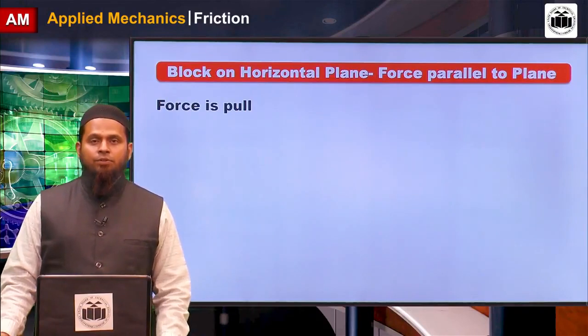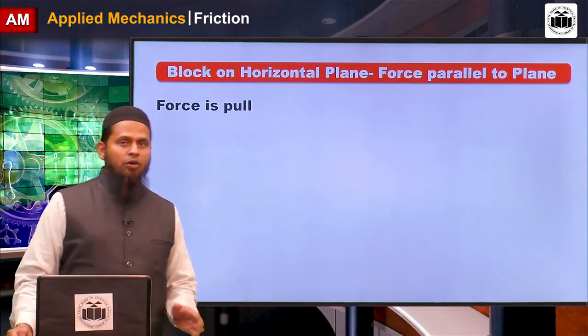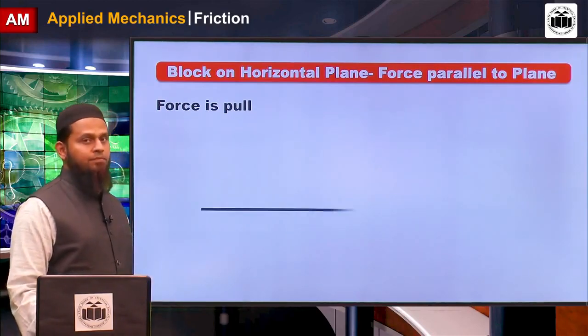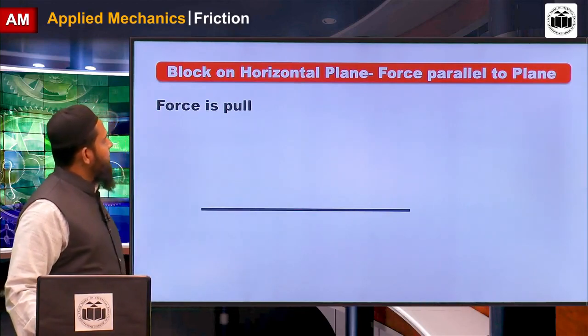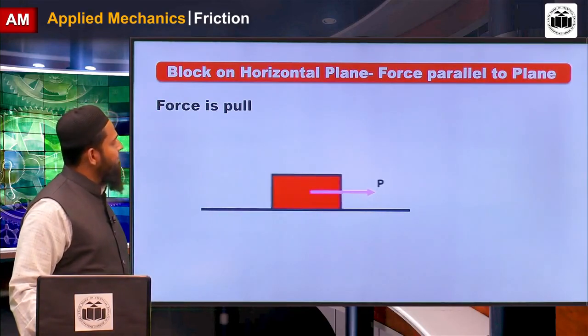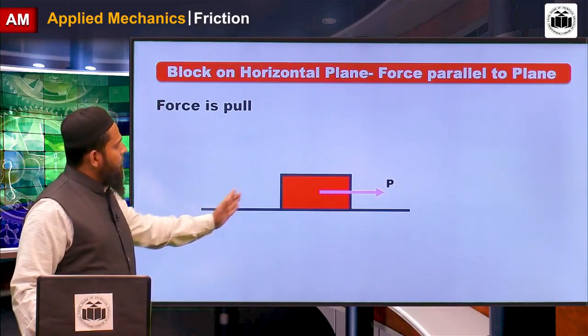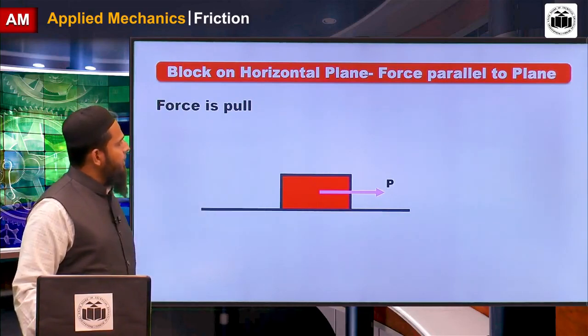In this, we discussed two types of problem: block on a horizontal plane and block on an inclined plane. Now, block on a horizontal plane and force is parallel to the plane. Force is pull. This is the first type of problem. In this, because of the pull force, the body is just on the verge of sliding.